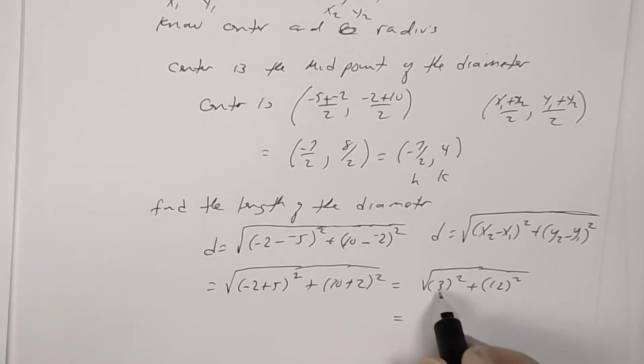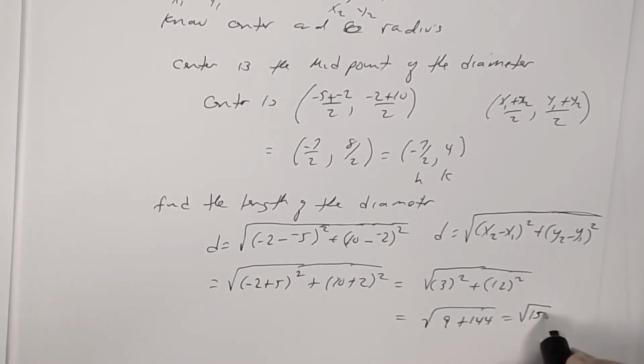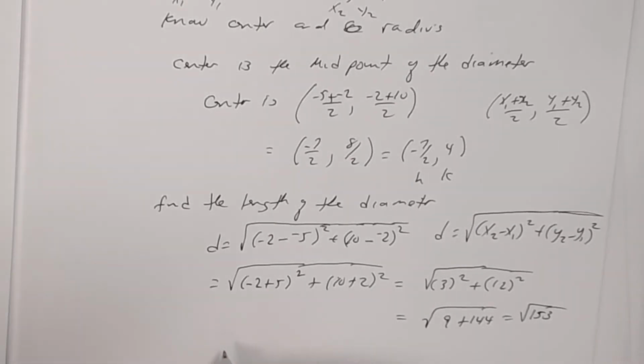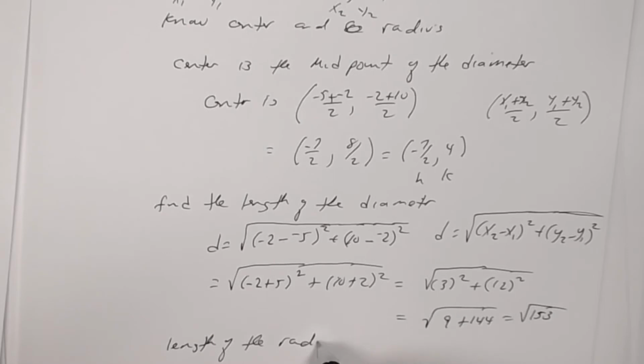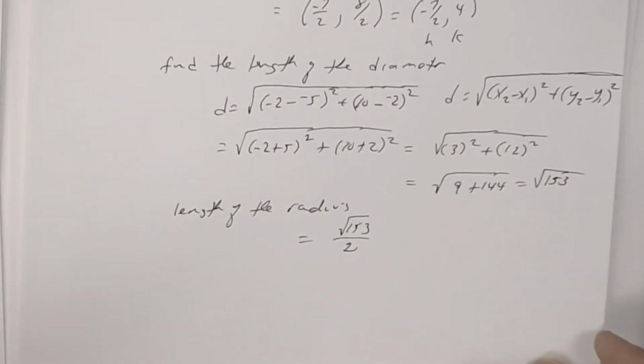Going a little further, 3 squared is 9, 12 squared is 144, and so I get the square root of 153. Leave it like that. Don't try to simplify this. Now we know the length of the diameter, which is this. So the length of the radius will be half of that: the square root of 153 divided by 2.